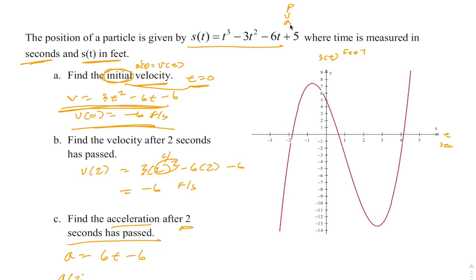Let's plug in 2. So the acceleration at 2 seconds is 6 times 2 minus 6. So 12 minus 6, which is just 6 feet per second squared. So that's our acceleration after 2 seconds has passed, right? So we just plug into the second derivative. So this says that our velocity is increasing at 2 seconds about 6 feet every second squared.